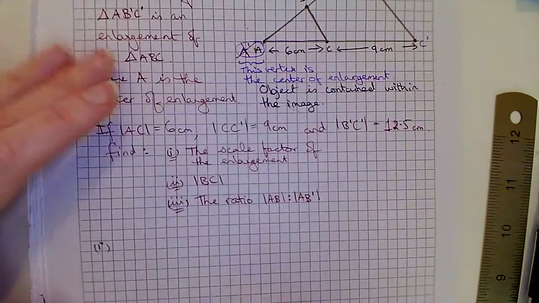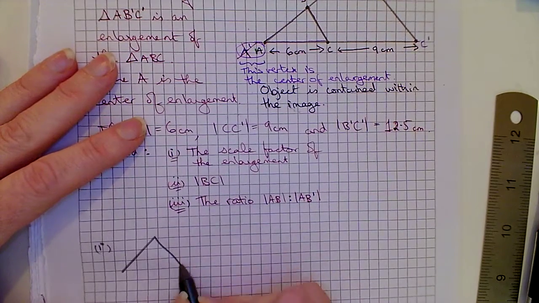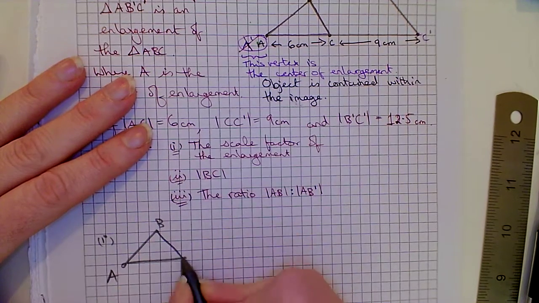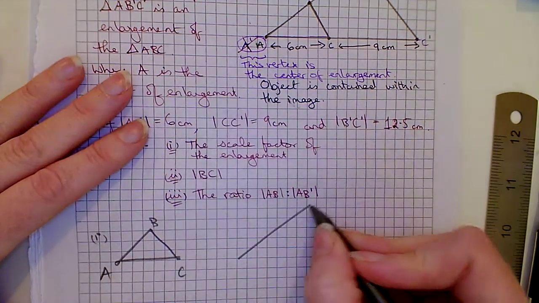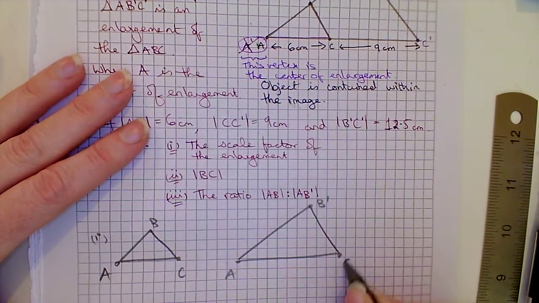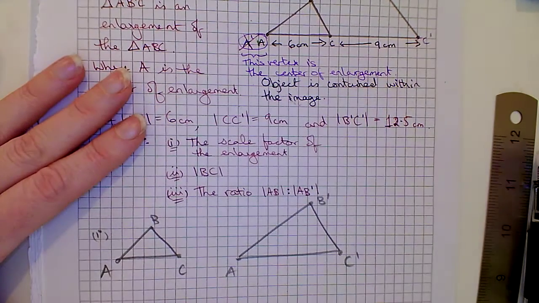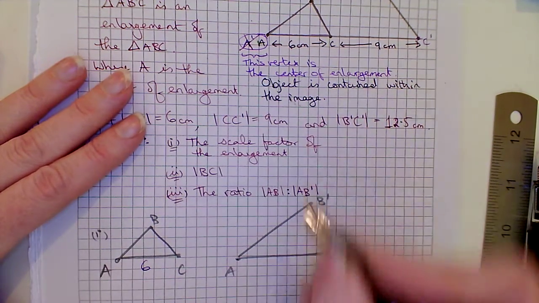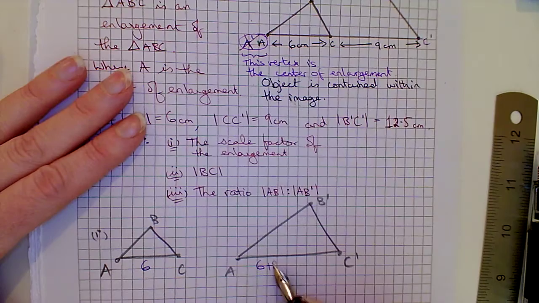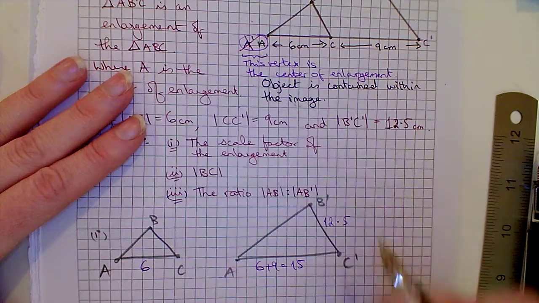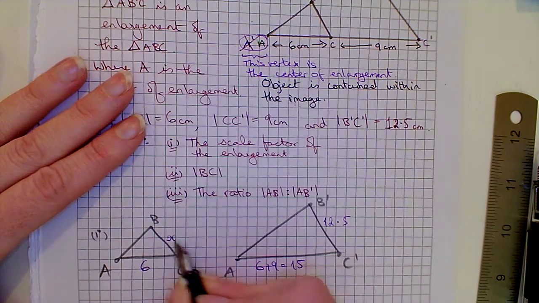So it's probably useful for part one. The first thing we're going to do is just sketch out our triangles side by side. It doesn't have to be a particularly accurate triangle. I've got the triangle ABC, and I have the enlargement of it, A, B prime, C prime. And then I mark in the information that I know. So I know that this is 6, and I know that this is 6 plus 9, which is 15 centimetres. I know that this is 12.5, and I know that later I'm going to be asked for this.